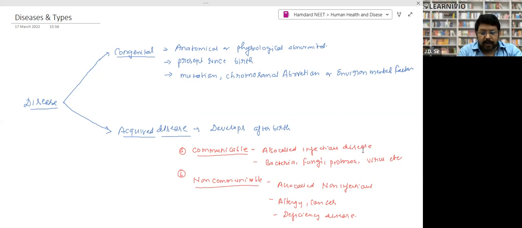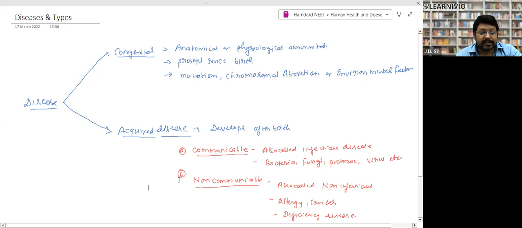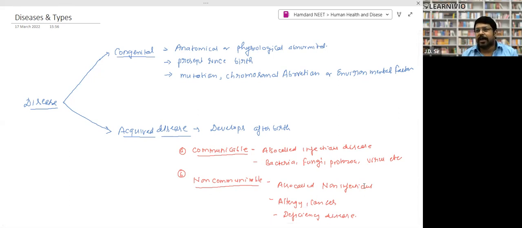The second one is non-communicable disease. They are also called non-infectious diseases because the infection does not spread from a diseased person to a healthy person. Like allergy, like cancer, and they are mostly deficiency diseases. Like a person gets diabetes after birth. He took birth as a healthy person. After some time, at a young age, the person got a disease called diabetes. Now, diabetes cannot be transferred from one person to another.